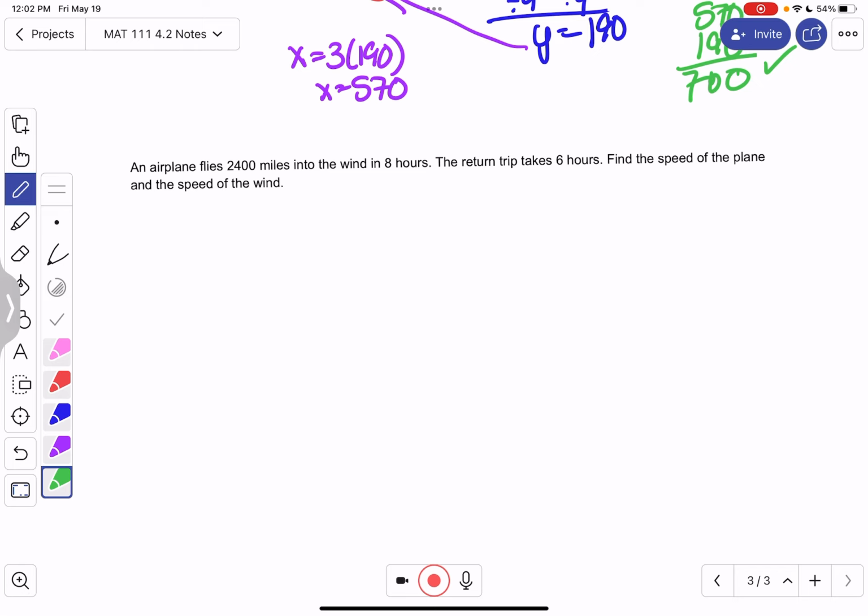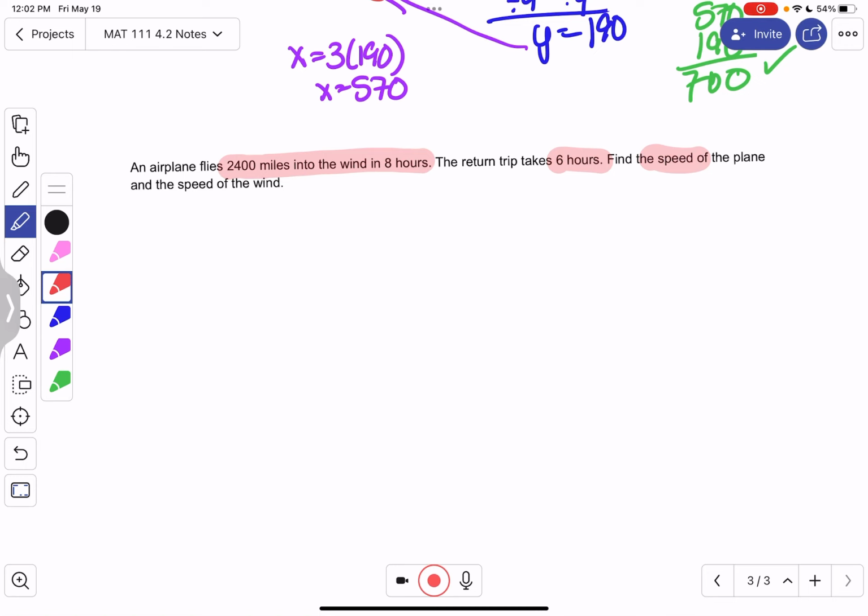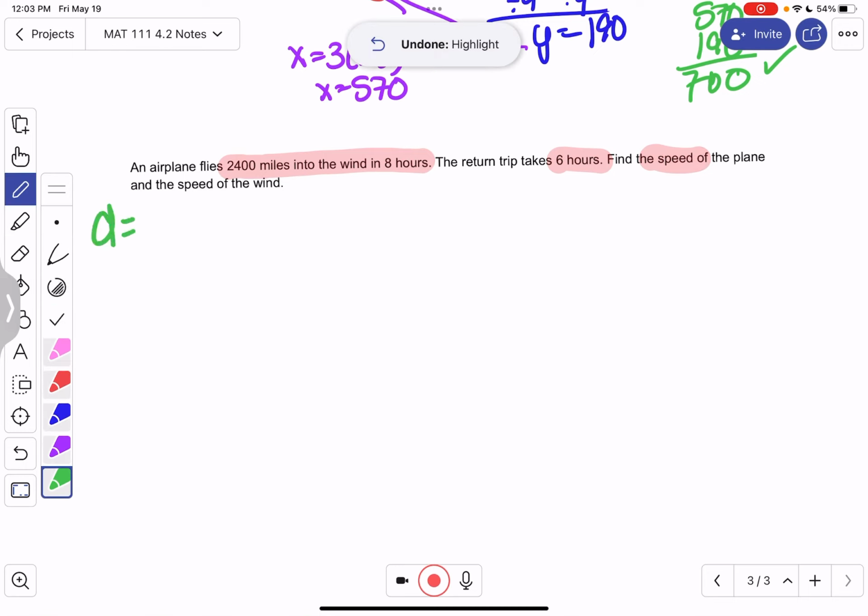An airplane flies 2,400 miles into the wind in 8 hours. The return trip takes 6 hours. Find the speed. So if you remember back to chapter 2, distance equals rate times time. So we have to do that for each trip. On the way there, our distance was 2,400. We don't know the rate, and our time was 8.